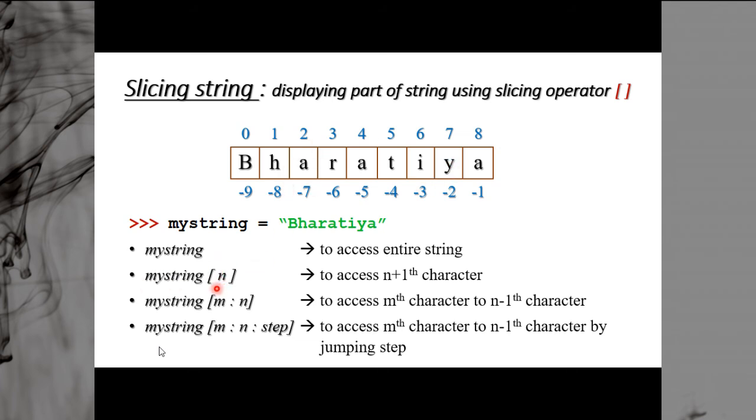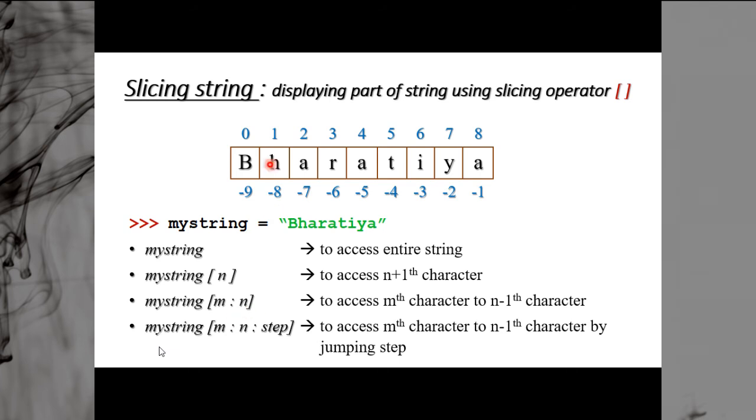If you are providing only one number in your square brackets, that will be treated as the element number, and in that case you can access the n plus 1th character, right? Then we have my string m colon n. Here we are talking about starting from m. It means we want to access part of a string. We are not accessing one character, one element. We are accessing part of a string starting from m and ending at n, not including n. Not including n means just before n.